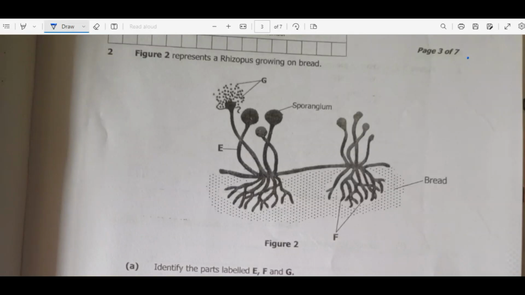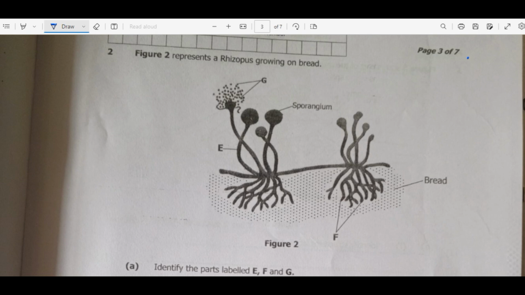Welcome folks. In this video we are going to look at question 2 from biology paper 2 for the year 2023. The question reads, figure 2 represents a rhizopus growing on bread. Now before we dive in finding the answers, let's see what we can discuss here.